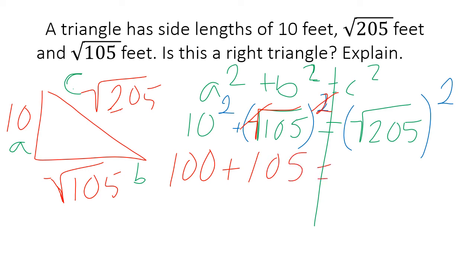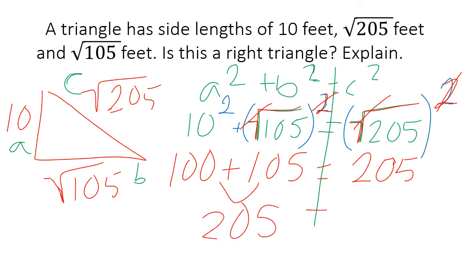Over here we got the same thing, the square root of 205 and the square root sign here and the squared sign here cancel out. So this just becomes 205. If you don't believe me, check it in a calculator. Okay, so I have 100 plus 105 equals 205, and this is 205, and this checks out. So yes, this is a right triangle.